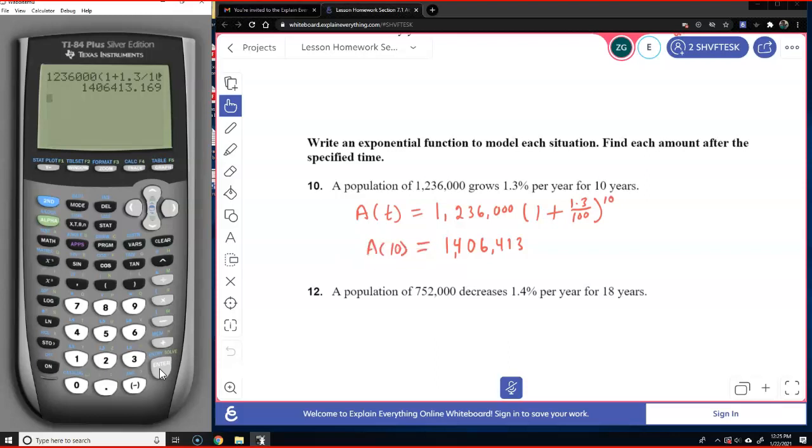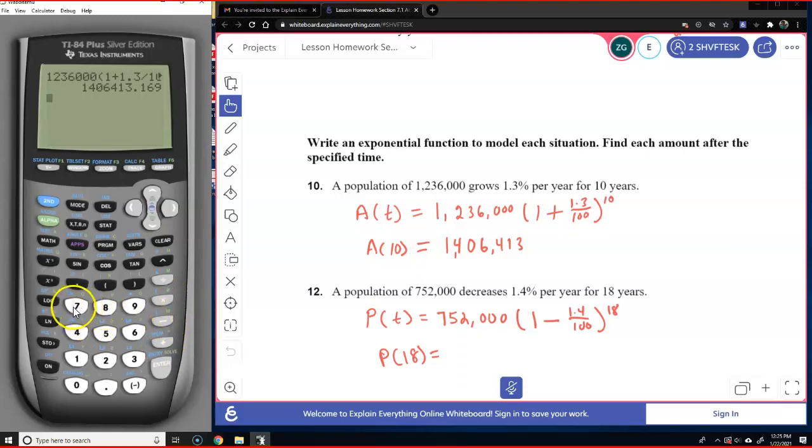A population of 752,000 decreases. So now we're talking about a population that decreases. We know that the initial amount is 752,000. We know it's going to decrease, so it's 1 minus 1.4 over 100 raised to the 18th power. Remember I told you that 1.3% can be converted to decimal by dividing by 100, and that's what I did here. So this will be the population after 18 years.